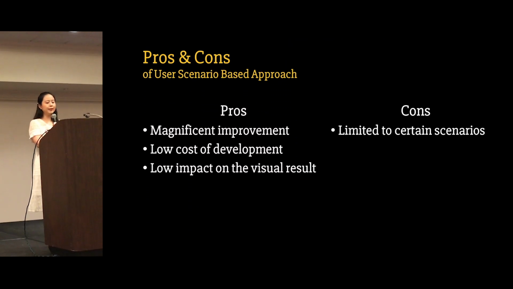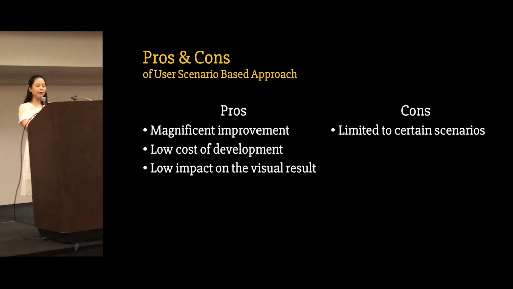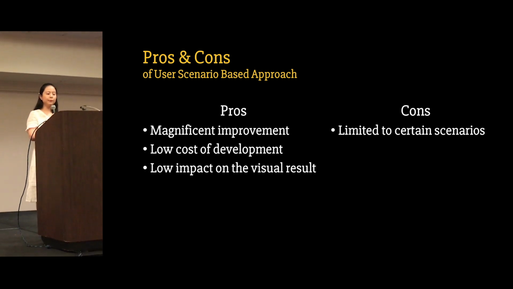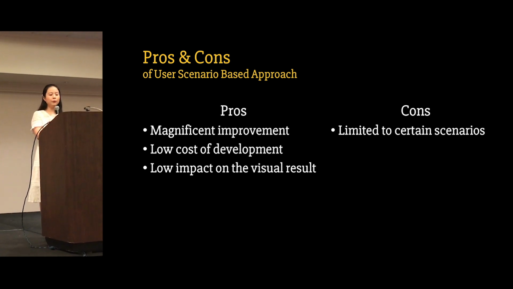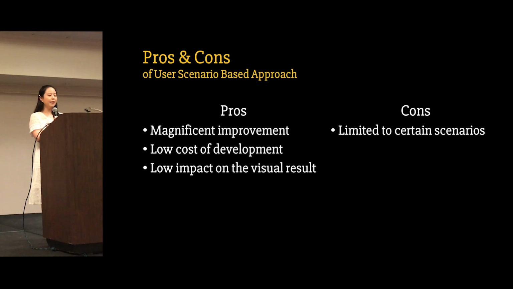The pros of the user scenario-based approach is that it usually can achieve a magnificent improvement with very low cost of development. As in the examples of the previous cases, the extra coding work lies only in deciding when to filter the data or reduce the graphic to render. It can have very low impact on the visual result because viewers can hardly find any difference. But on the other side, the solution is limited to certain scenarios, so that the way to improve line charts may not also work for scatter charts.